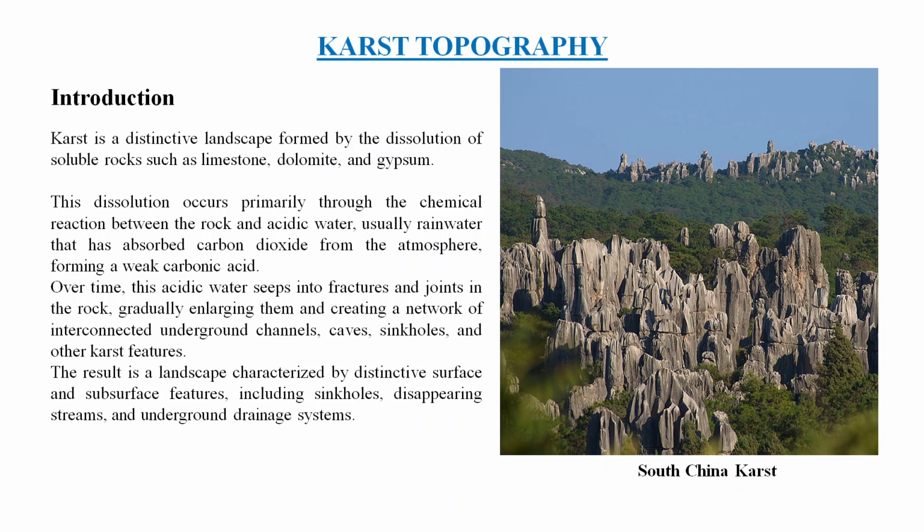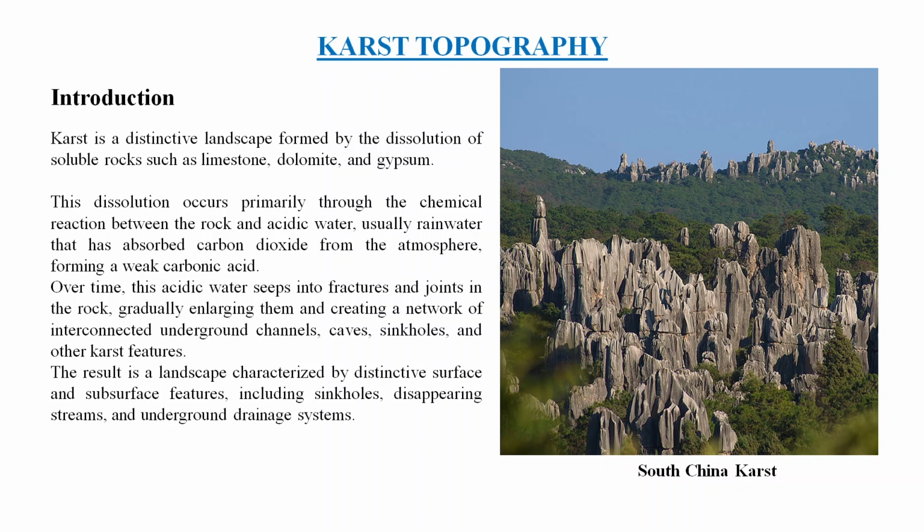This dissolution occurs primarily through chemical reaction, like I was mentioning. The main role played by the groundwater is the action of chemical weathering between the rock and acidic water, usually rainwater that has absorbed carbon dioxide from the atmosphere, forming a weak carbonic acid. This carbonic acid is the main significant parameter; its content might lead to the formation of this kind of karst topography.